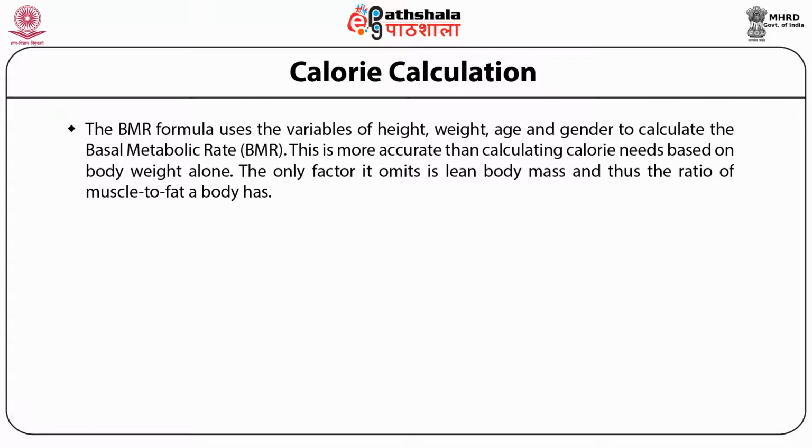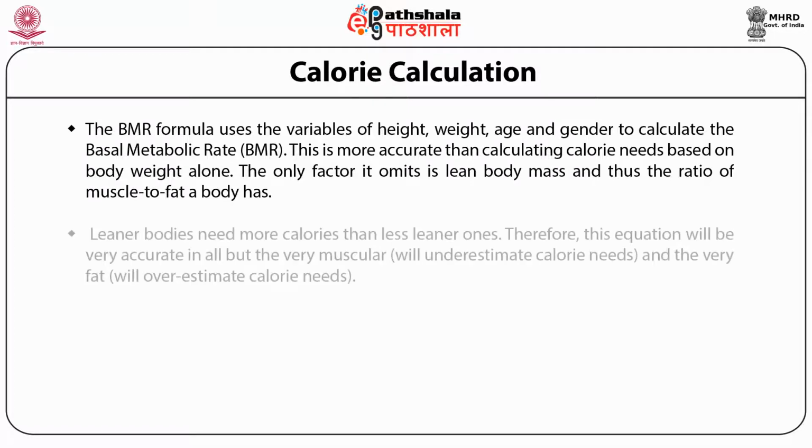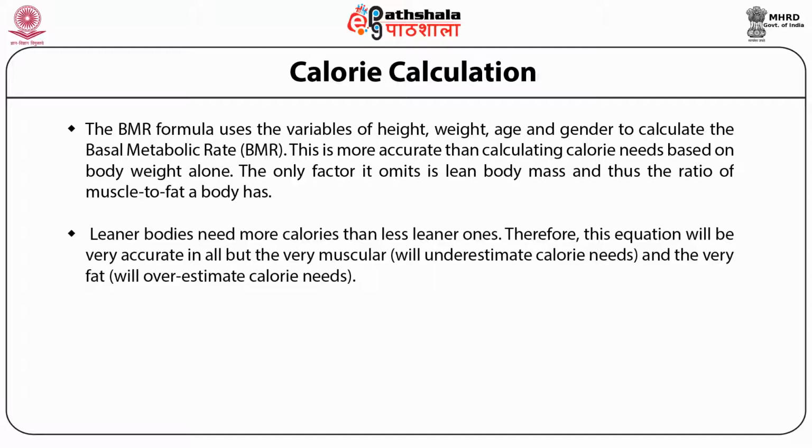This is more accurate than calculating calorie needs based on body weight alone. The only factor it omits is lean body mass, and thus the ratio of muscle to fat a body has. Leaner bodies need more calories than less lean ones. Therefore, this equation will be very accurate in all but the very muscular, who will be underestimated in calorie needs, and the very fat, who will be overestimated.